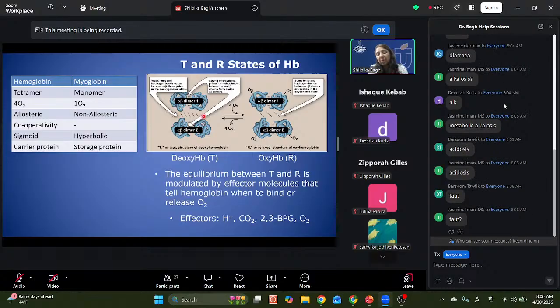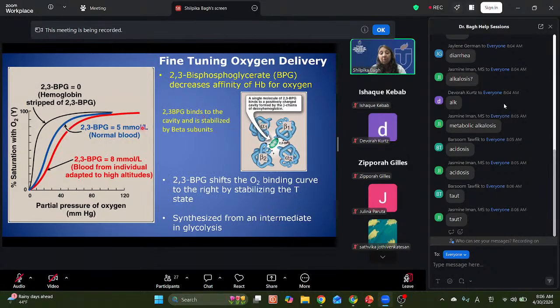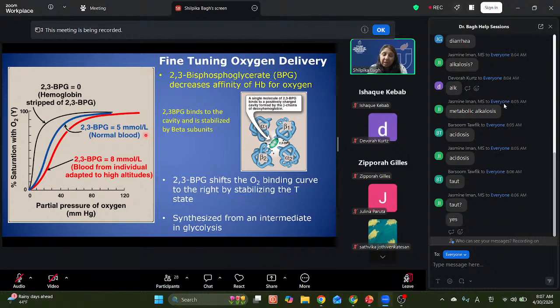Deoxy or T form. Why is this form important? Because deoxy and T form means shifting of the curve towards the right. Does deoxy or T form mean decreased affinity of hemoglobin for oxygen? And does deoxy or T form mean favoring delivery of oxygen to peripheral tissue? Yes or no? Are you aware of all of that?